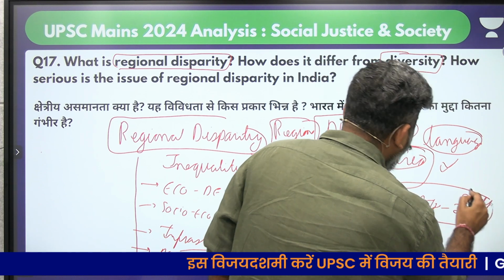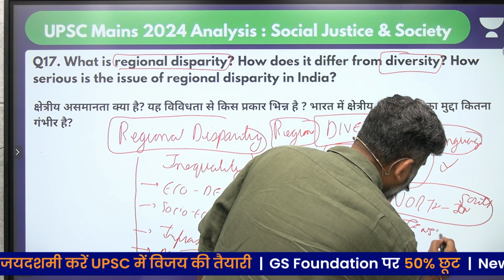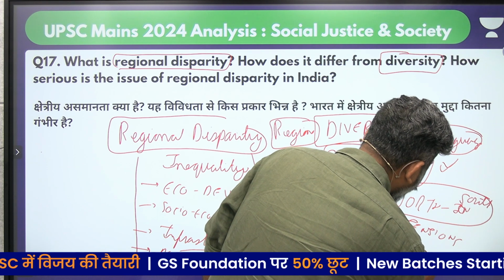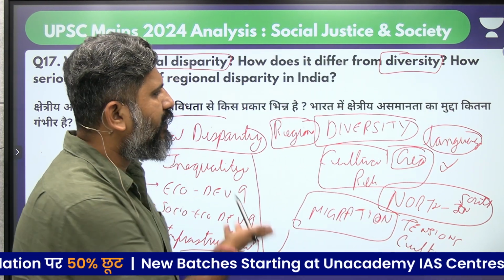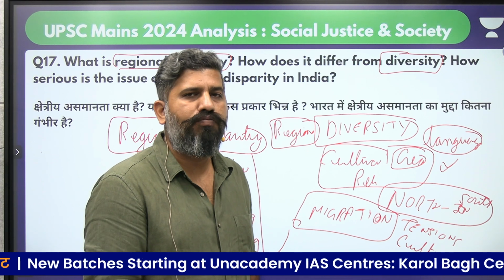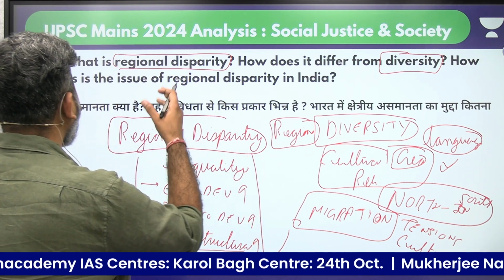And it is sometimes also leading to some amount of tensions. For example, there are some cultural assertions that we see sometimes in case of Karnataka, Tamil Nadu, and in the past we have witnessed the same thing in case of Maharashtra also. So we need to look at it from this perspective.